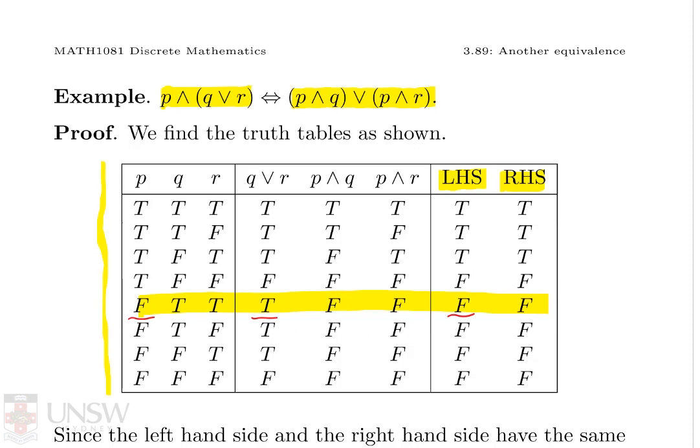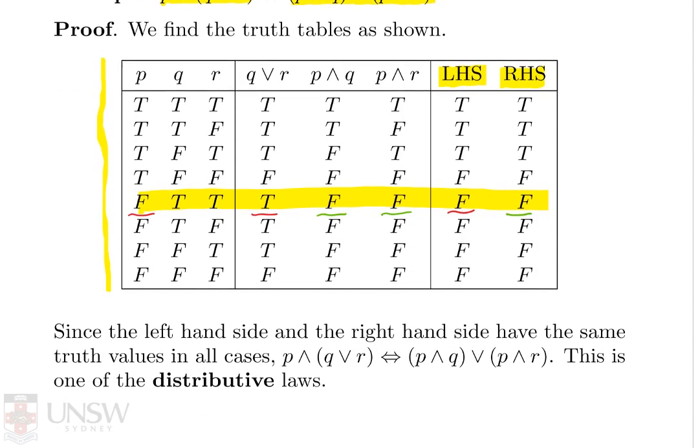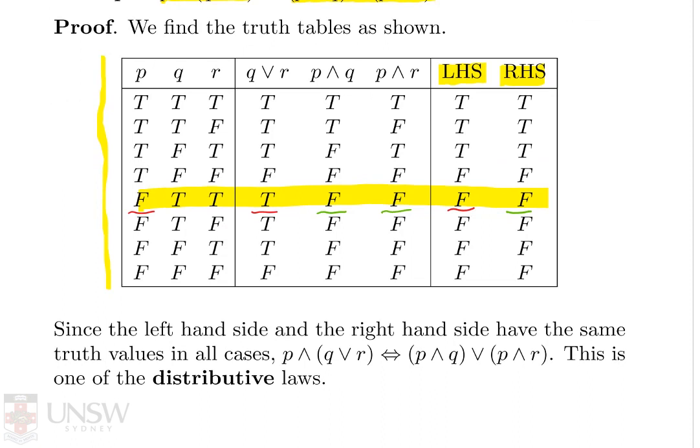And right-hand side, it's P and Q, or P and R, it's false or false, which is false. And you can do all the rest. And then finally, look at those last two columns. The truth values for the left-hand side, truth values for the right-hand side are identical in every one of the 8 cases, and therefore we come to the conclusion that these two statements are logically equivalent. P and Q or R is logically equivalent to P and Q, or P and R. And that's one of the distributive laws, which once again I hope you'll recognize from set theory.